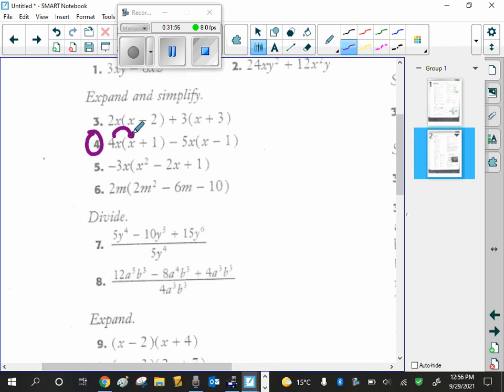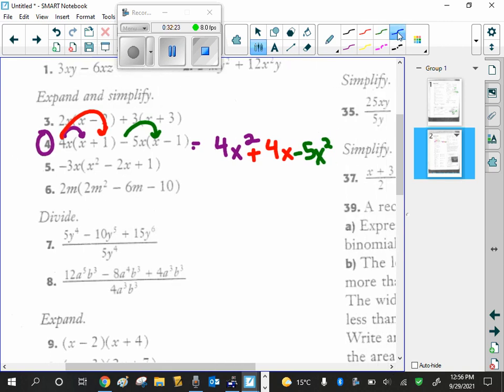4x times x equals 4x squared. Next is 4x times 1. Anything times 1 is itself, so plus 4x. Next is negative 5x times x. Don't guess what that equals. Put the number and the sign, so negative 5 times 1, I guess, if you want to see it like that. And then x times x is x squared.